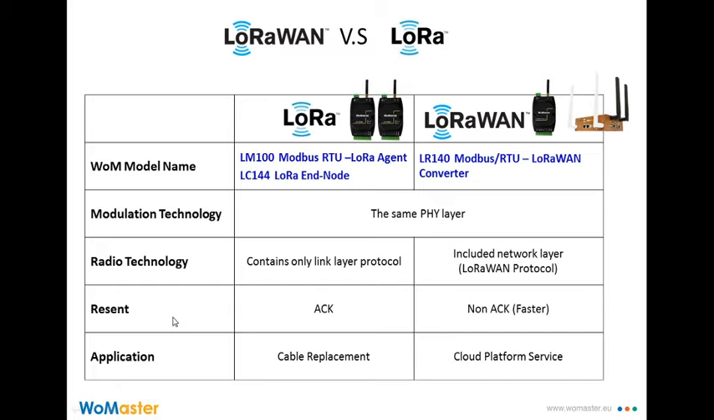For the transmit mechanism, LoRa has ACK, so it can support resending and is more secure. LoRaWAN is without the ACK mechanism, but it's faster. However, under a high transmit rate and speedy transmission, it is still risky to have data loss for the LoRaWAN.